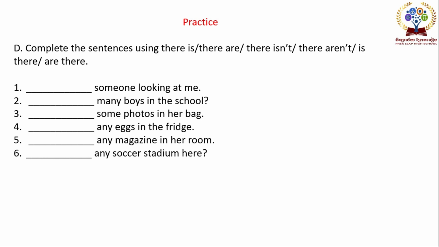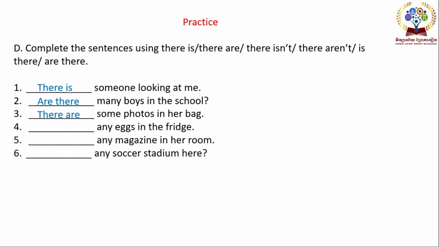Complete the sentences using there is, there are, there isn't, there aren't, is there, are there. For the first one, someone is looking at me, and here we use there is. Number two, many boys in the school, it is are there because it is in the question form and boy is plural, so you use are there.